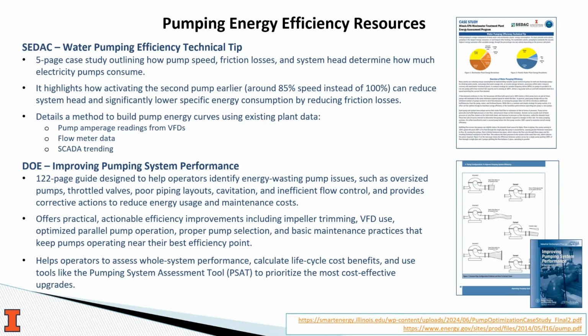For a more comprehensive resource, DOE also has a 122-page guide on improving pumping system performance, which is designed to help operators quickly identify the most common sources of energy waste in pumping systems and how to go about improving energy efficiency there. It shows a bunch of different diagrams of motors, valves, blowers, and it helps you identify how to best optimize energy efficiency using certain types of motors, blowers, and just a bunch of great information on how to improve pumping overall.